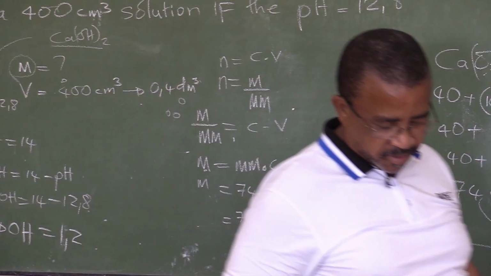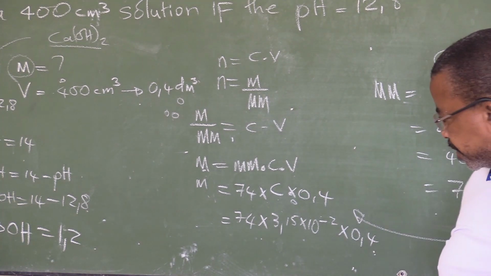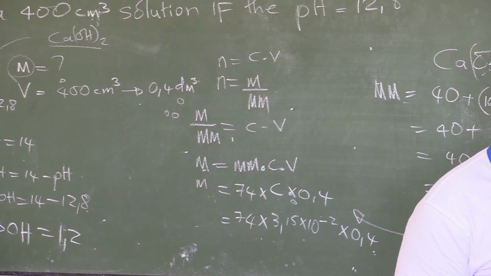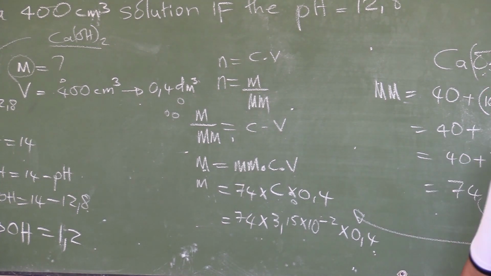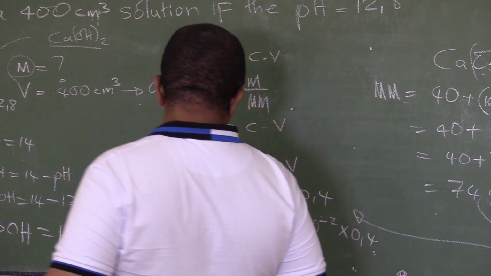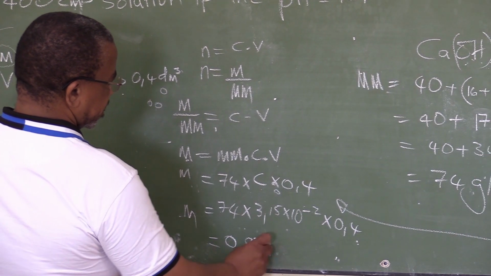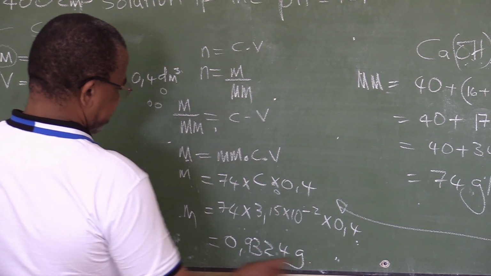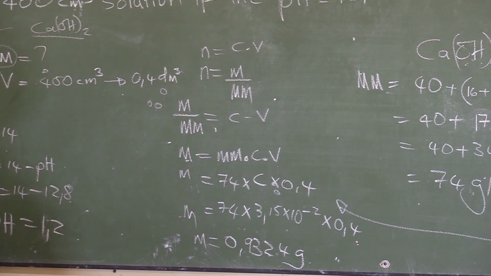So we have this. 0.4 times 74, then I get 0.9324. That is our mass, 0.9324 grams. So this is how you use it.